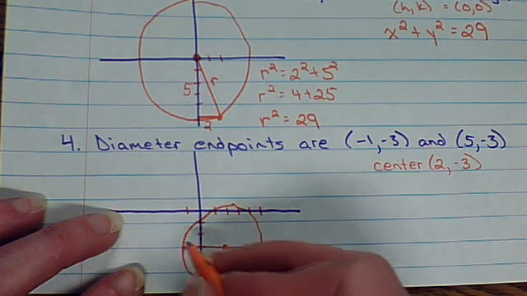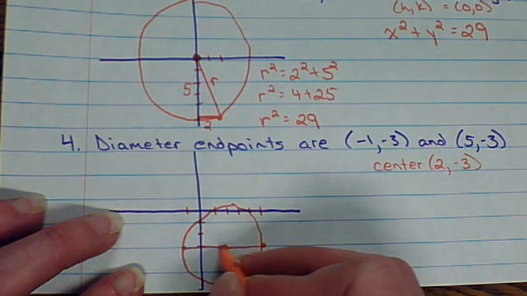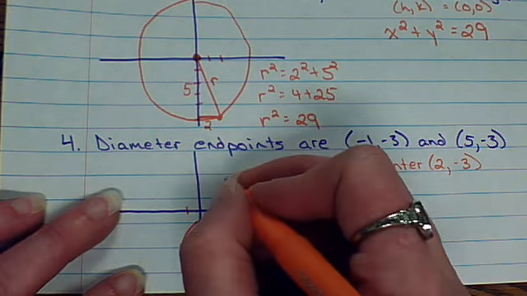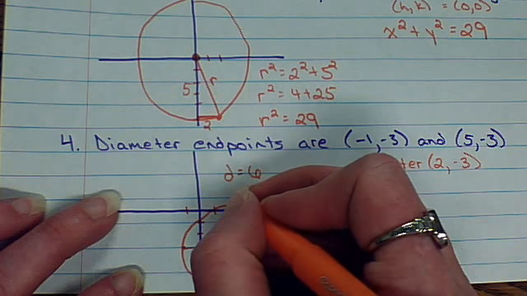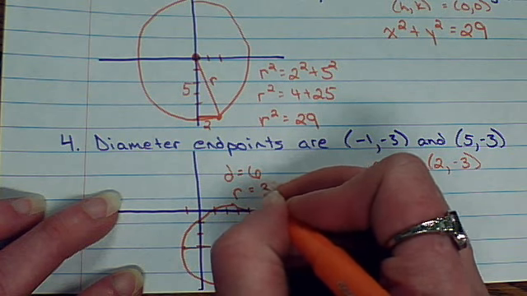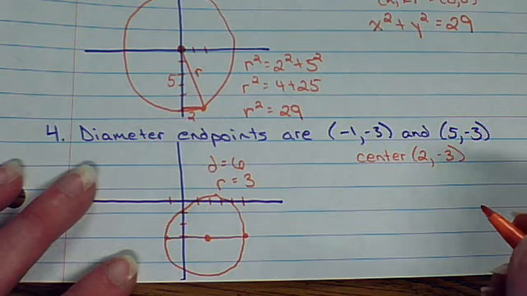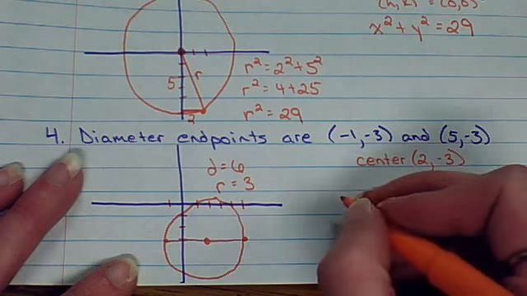Now, the entire diameter was, let's see, that's 5 units and one more. The diameter was 6 units long, so that means my radius is going to be 3 units long. So let's see how easy this works.